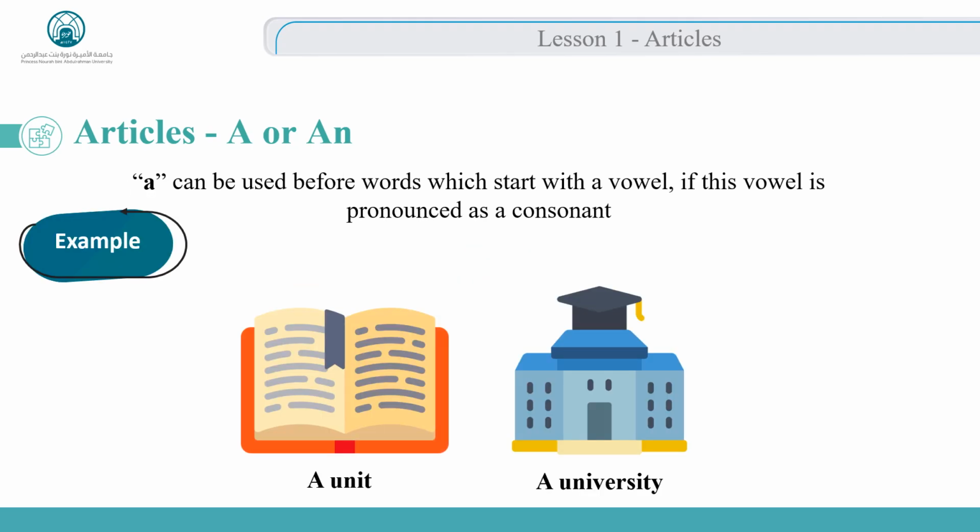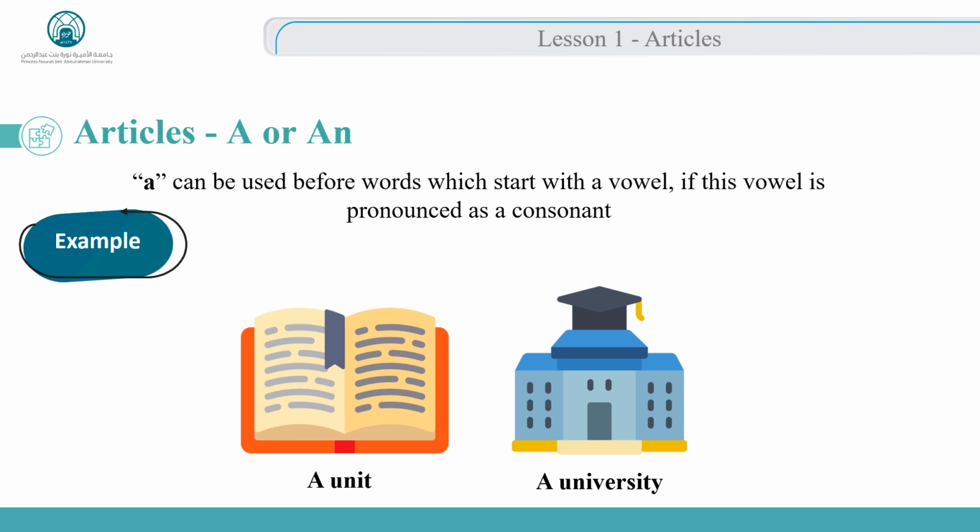Note here that when I discussed in the previous slide when we should use the indefinite article a, I said we use it before the words which start with consonant sounds. Here we focus on sounds because there is an exceptional case when words start with what seems to be a vowel, but actually it is pronounced as a consonant. That's why we would use a before these words.